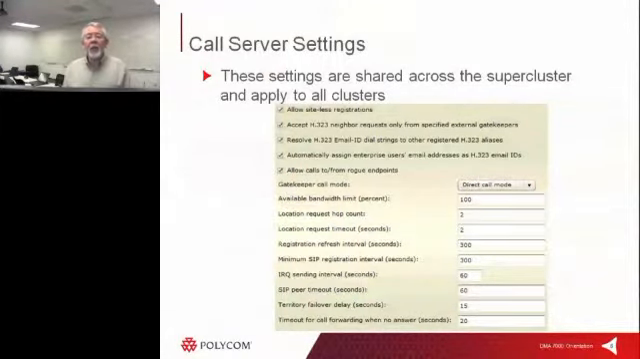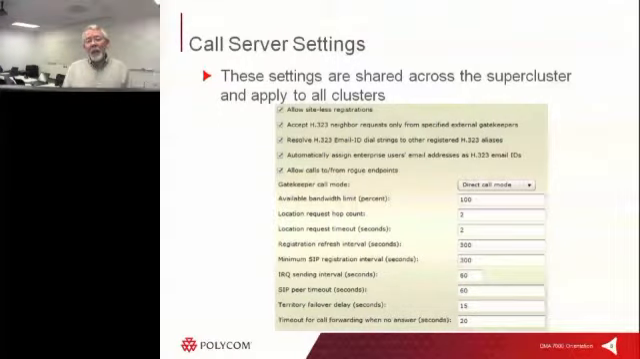These are shared across the supercluster and apply to all clusters. Now, one thing I didn't mention about superclusters is they automatically communicate to each other. There's no master and no slave. So when a new cluster comes into the supercluster, it is automatically communicated to and brought up to speed, and its information is shared around, as is everyone else's information is shared with it.